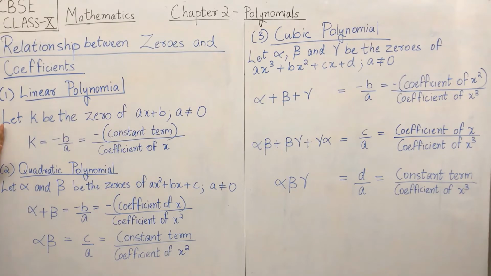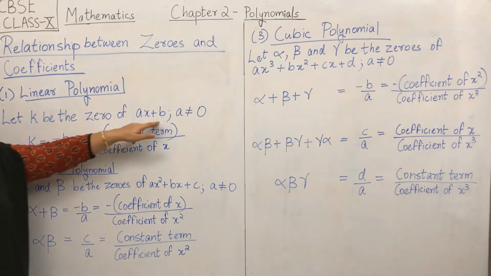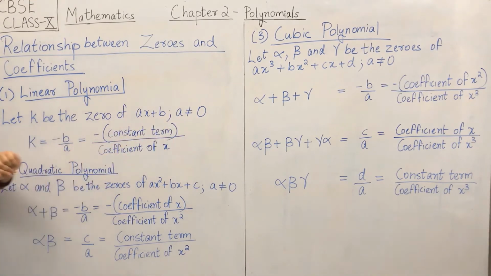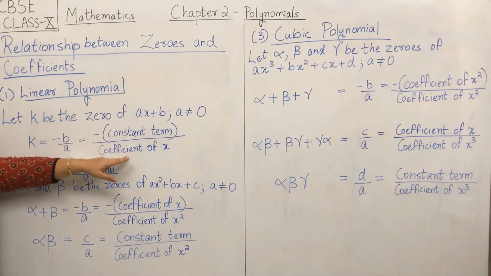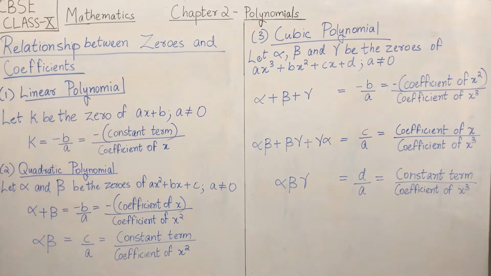In the case of a linear polynomial, if k is a zero of the linear polynomial ax plus b, where a not equal to 0, then k equals minus b by a. That is, minus of the constant term divided by the coefficient of x.